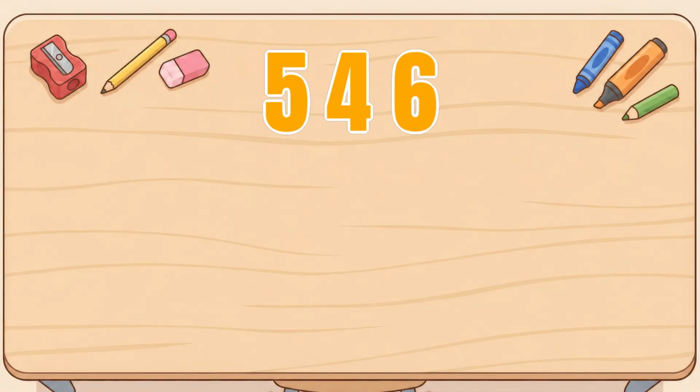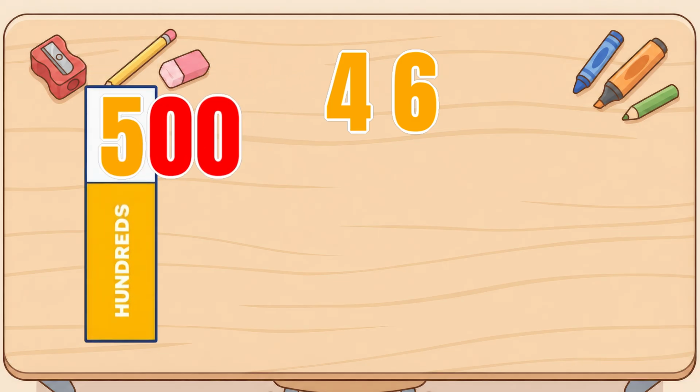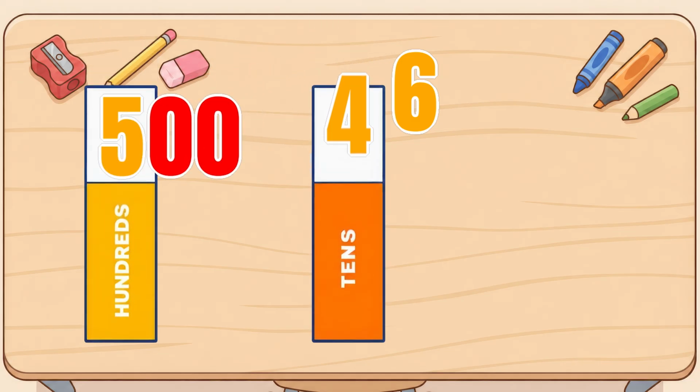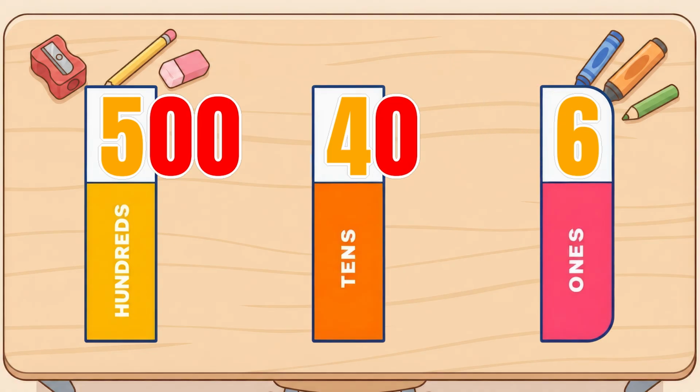Here's one more cool trick. You can stretch a number out to see all of its places. Take the number 546. The 5 is in the hundreds place, so that is 500. The 4 is in the tens place, so that is 40. And the 6 is in the ones place, so that is 6. So 546 is really just 500 plus 40 plus 6.